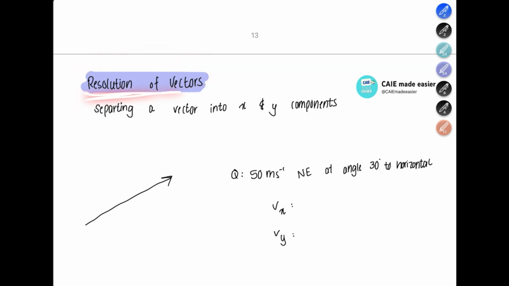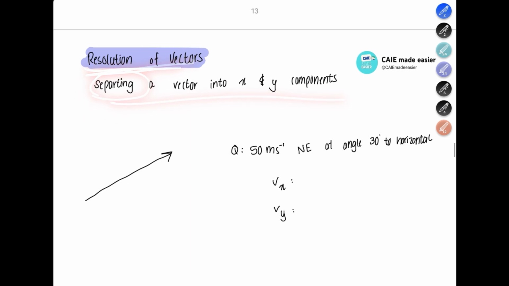So resolution basically means separating a vector into x and y components. So let's say you have an object which is traveling in the northeast direction. If you want to break down the velocity that is moving in the x direction and the velocity in the y direction, that is going to be called resolution of vectors. So this might be our graph. This is y and this is x. So you can separate this into an x component and a y component.